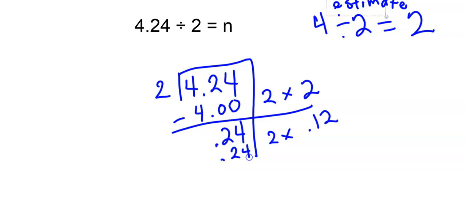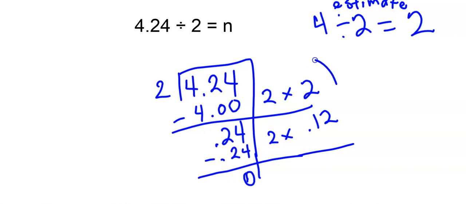I can also think about repeated addition: 12 hundredths plus 12 hundredths is 24 hundredths. And now I'm left with a remainder of 0. So what did I add together? How many times did I multiply 2 times? I multiplied 2 and 12 hundredths.